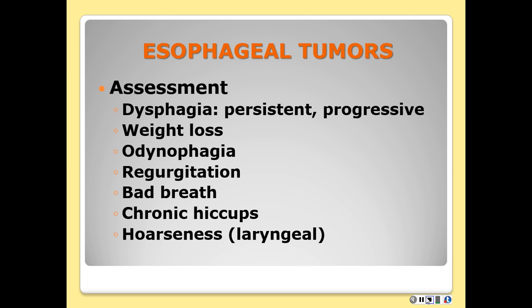Regurgitation. Your patient may have bad breath or halitosis, chronic hiccups, and if it is up high, they have laryngeal issues. Usually a complete obstruction of the esophagus is a late sign of an esophageal tumor. And again, we're going to diagnose this with the barium swallow. Light up the esophagus and see what's going on there.